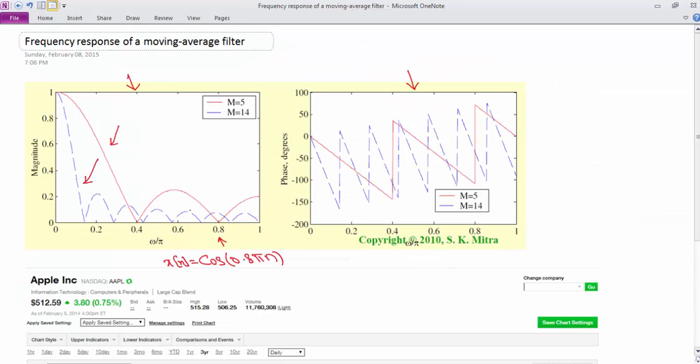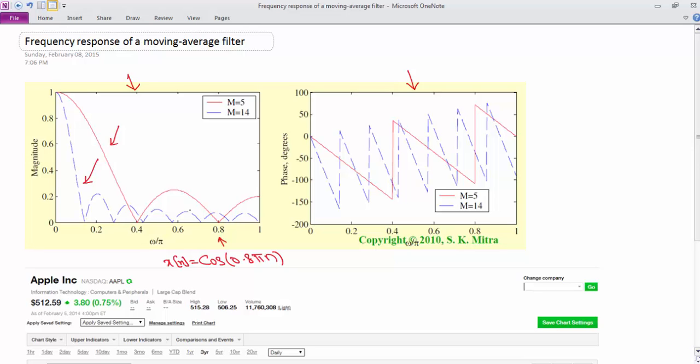Now on this screen you see two plots. The one on the left-hand side is the magnitude response of the moving average filter. The right-hand side is the phase response. Let's look at the magnitude response. The magnitude response is plotted for ω equal to 0 to ω equal to pi, because it's a real valued filter, so it's symmetric from minus pi to pi, and we can only focus on the positive frequencies. Now the red plot corresponds to m equals 5, and the blue plot corresponds to m equal to 14.